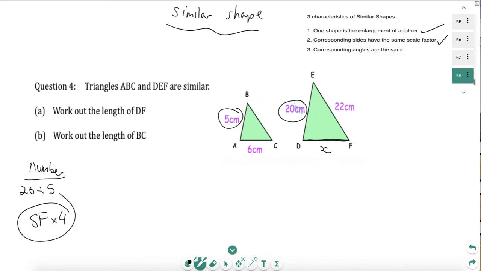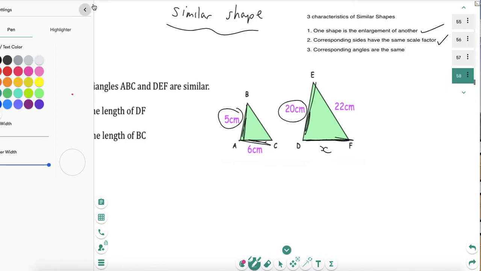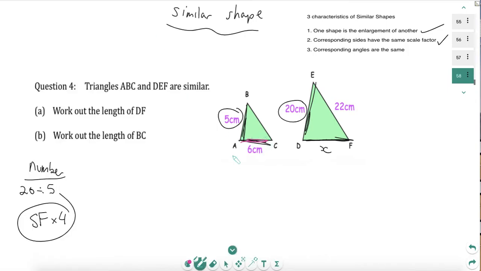5 multiplied by 4 makes 20. Therefore, if the scale factor is times 4 for these two sides, the scale factor between AC and DF is also times by 4. So we do 6, and since we're getting bigger, we multiply by 4, which is 24 centimeters, and that's our answer for DF.